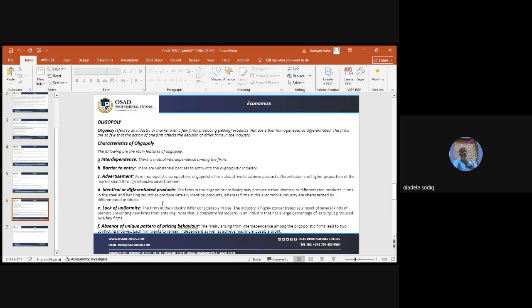So it means under oligopoly, there is large production. But as there is large production, there is a barrier, there is restriction. Restriction means anybody cannot just come into the market. There is no free entry and exit under oligopoly. The only place where there is free entry and exit is under perfect competition. Even under monopoly there is no free entry, because there is only a single seller in the market.